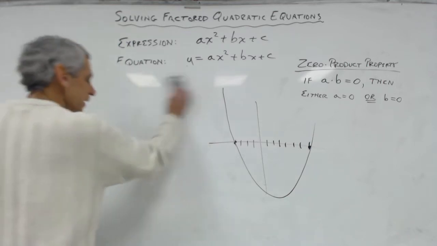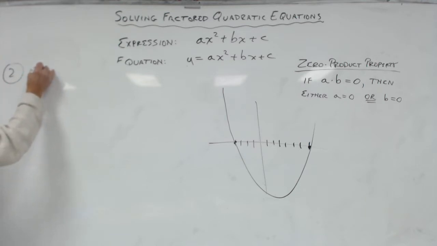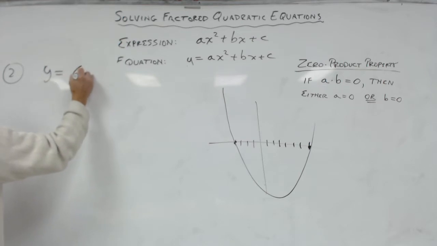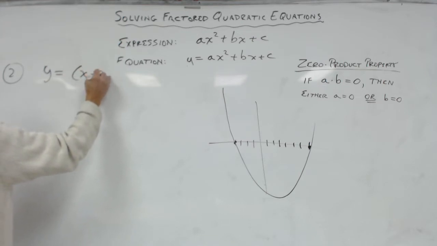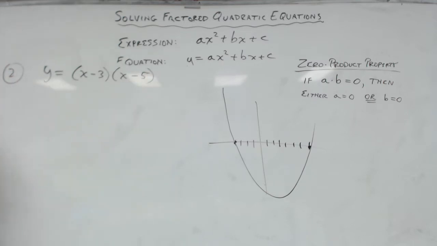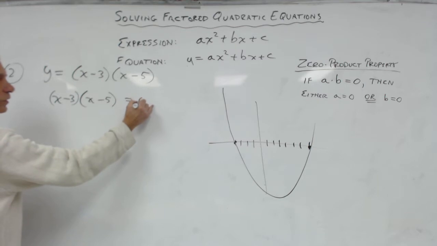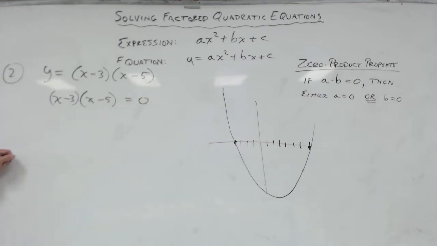This is called finding the zeros. All right. So number 2. I'll start with y is equal to x minus 3 times x minus 5. So I'm going to make my y 0, right? That's my first step, make y 0. So I'm going to do x minus 3 times x minus 5 equals 0. Right? You with me?